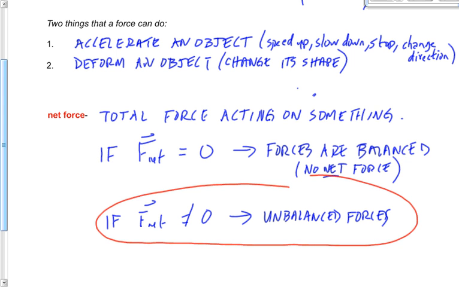And it's unbalanced forces that cause motion. You can have all the forces you want, but if the net force, the total force, the unbalanced force is 0, then they don't really do anything. Things keep doing what they're doing. If the net force is something other than zero, then motion happens. You either speed something up or slow something down or change the direction of something.